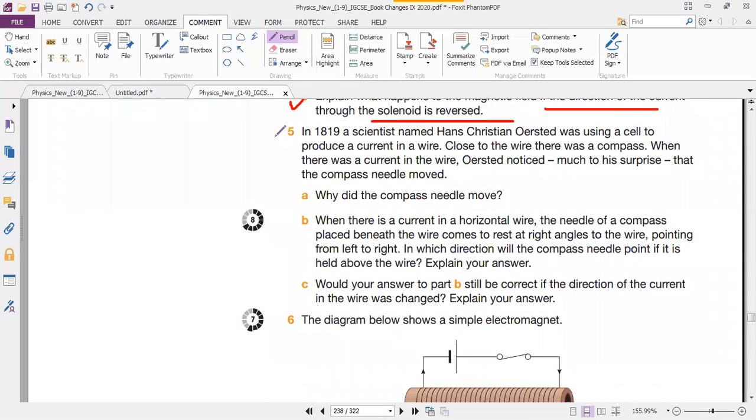Then we can discuss question number 5. Read it. In 1819, a scientist named Hans Christian Ørsted was using a cell to produce a current in a wire. Close to the wire, there was a compass. When there was a current in the wire, Ørsted noticed, much to his surprise, that the compass needle moved. Why did the compass needle move? Because a magnetic field was created around the wire when current passed through it.